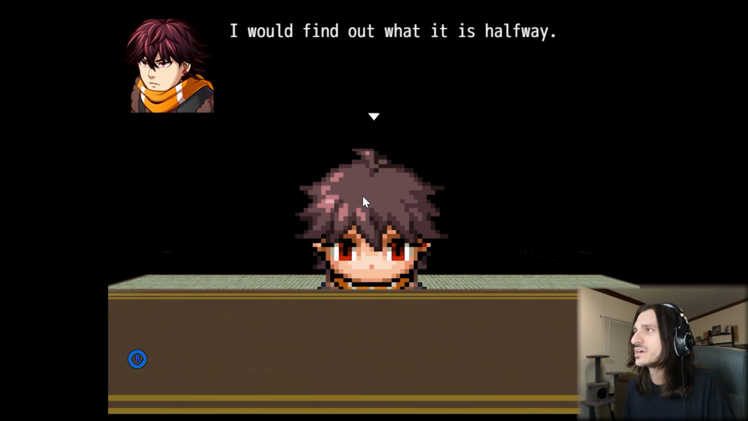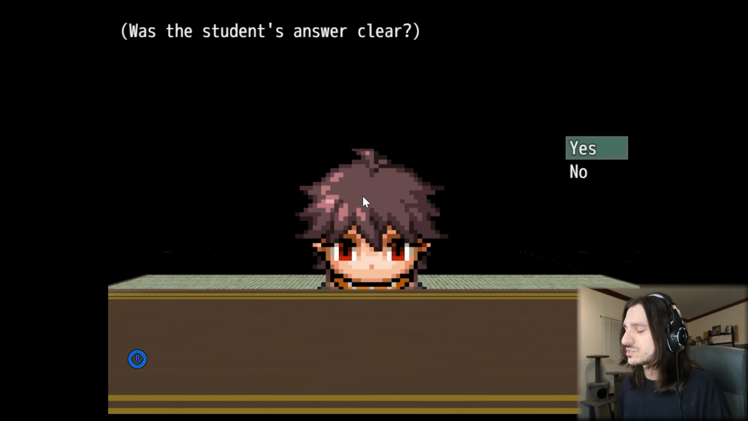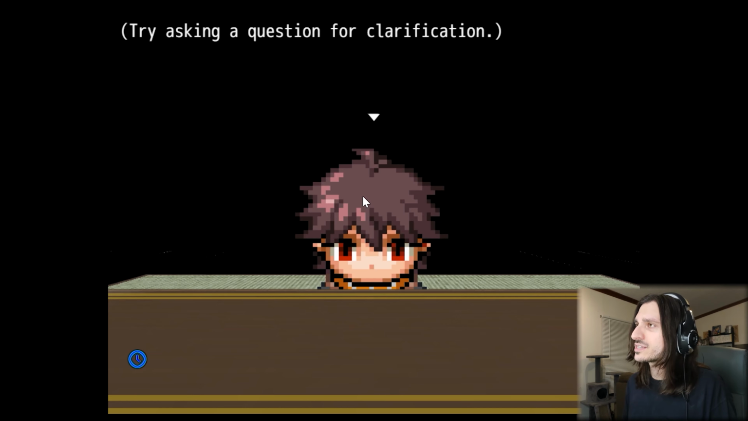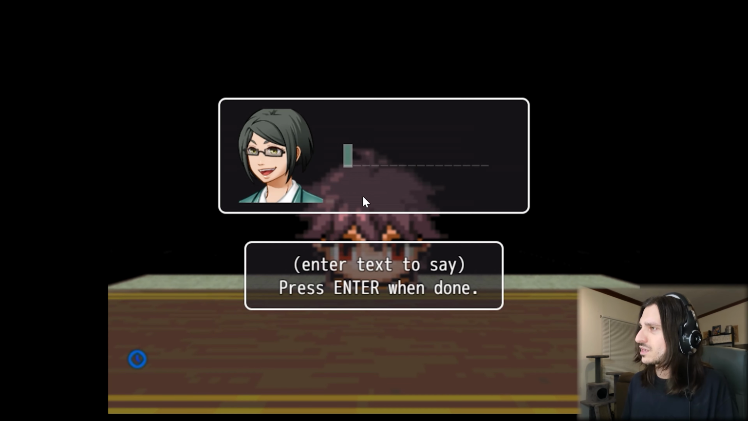Oh, I see what you mean by that. I would find out what it is halfway. Was the student's answer clear? No. Try asking a question for clarification.